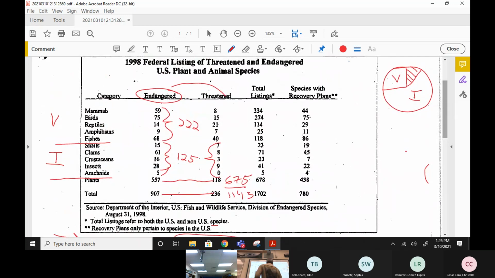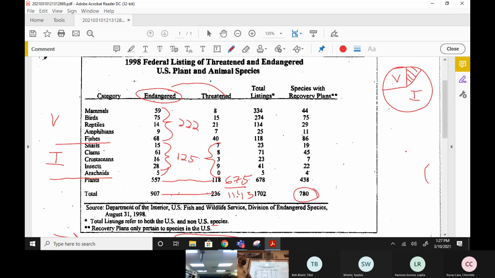We're going to skip total listings again because that includes U.S. and non-U.S. So that means basically we can go back to this same 1,143 number for our total number of listed species, combined endangered and threatened. We're going to use that. What percent have recovery plans? Well, there you go. 780 have recovery plans.